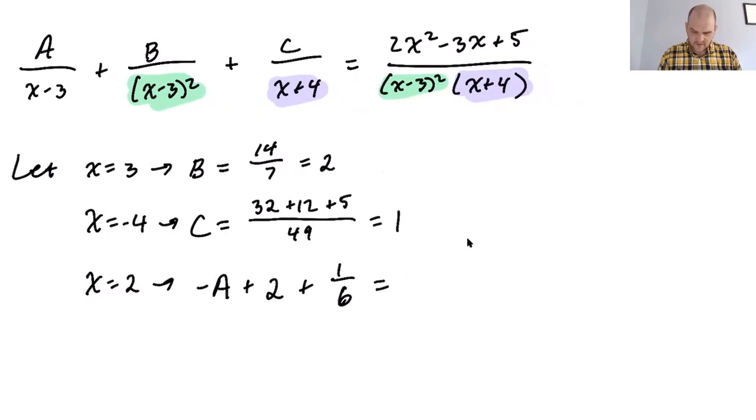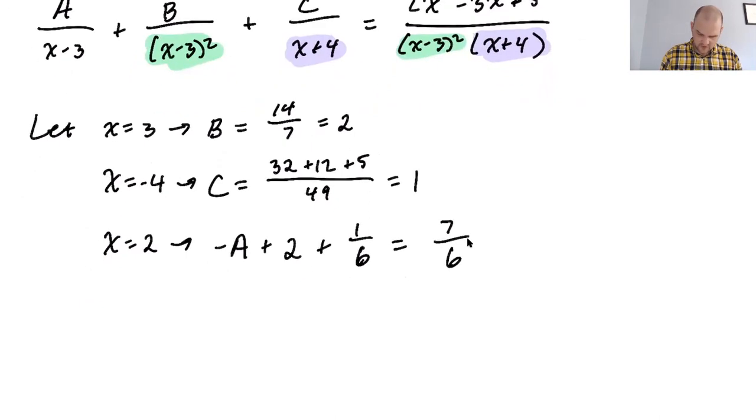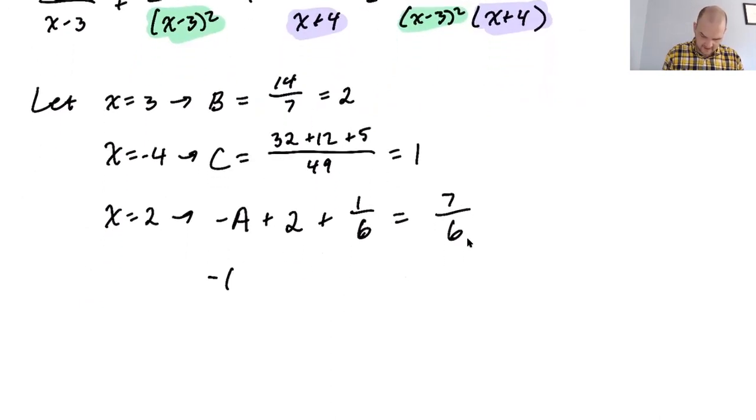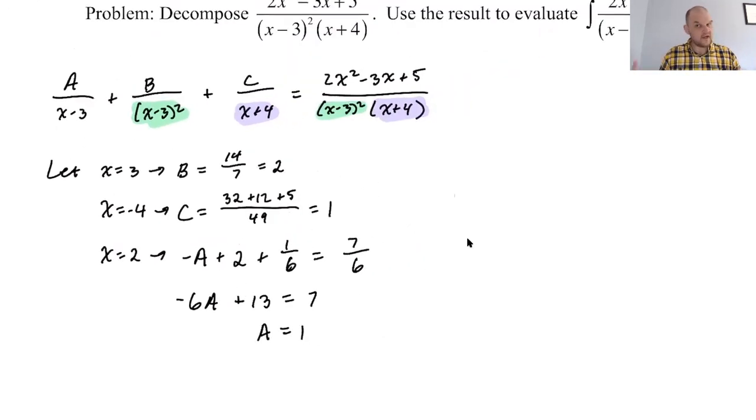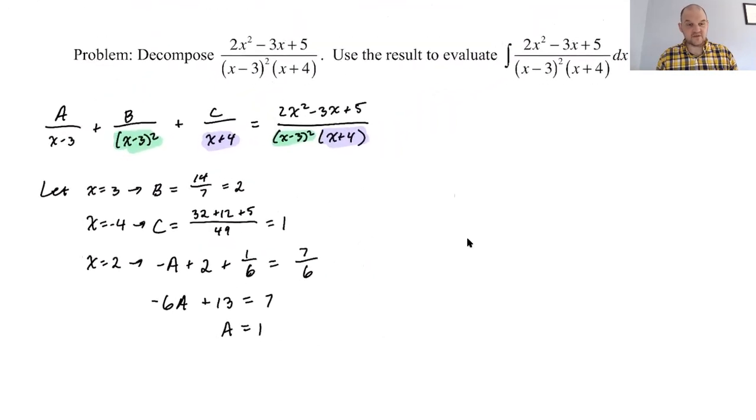All right, 2. So 4, 8 minus 6 is 2, plus 5 is 7 over negative 1 squared, and then 6 over 6. Let's multiply through by 6. Negative 6a plus 12 plus 1 is plus 13 equals 7. So if I subtract, I get negative 6 divided by negative 6. I get a is 1. I'm pretty confident because those are some nice looking numbers.